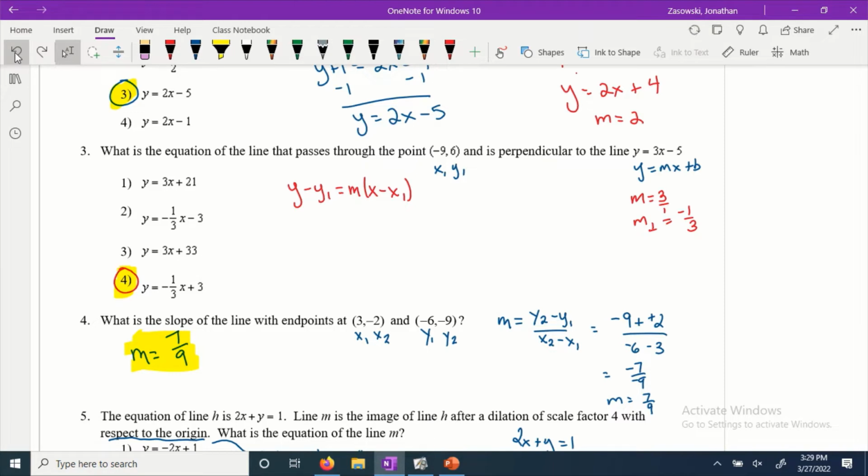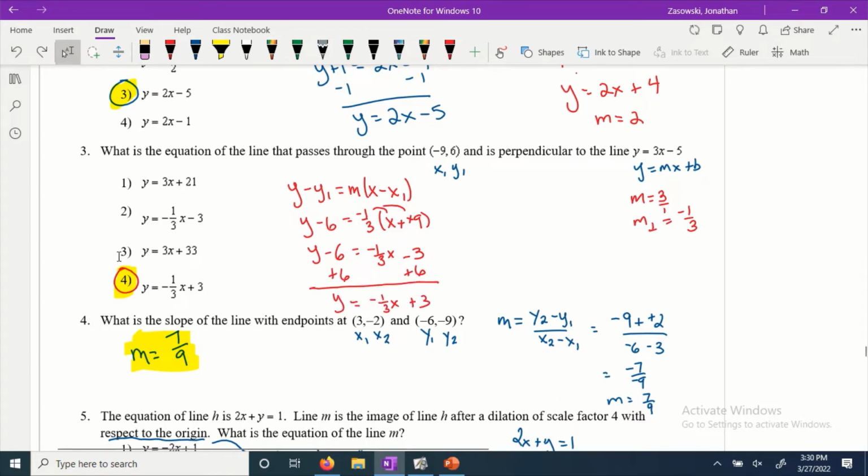So we're going to plug in 6 for y, -1/3 in for m, and then -9 in for x. So that's y minus 6 equals -1/3 times x, and then plus 9. And then we're going to do the same thing. We're going to go ahead and distribute through. So we get y minus 6 equals -1/3 x minus 3, and then add that 6 to both sides to get our final answer, which is choice number 4.